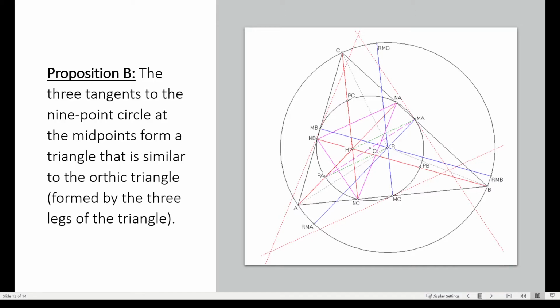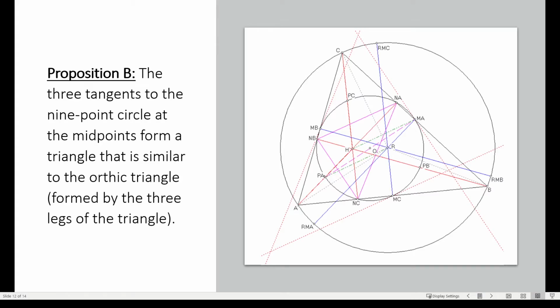The tangents to the 9-point circle at the midpoints form a triangle that is similar to the orthic triangle formed by the 3 legs of the triangle. The orthic triangle will be NA, NB, and NC. From lemma 8, we can see that H, PA, R, and MA is a parallelogram. Similarly, since APA is equal to PAH, we can take A, R, PA, MA to also be a parallelogram, since APA is equal to RMA and APA is parallel to RMA.